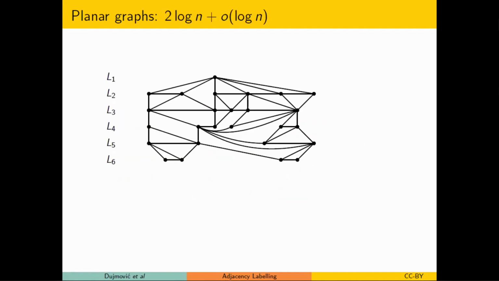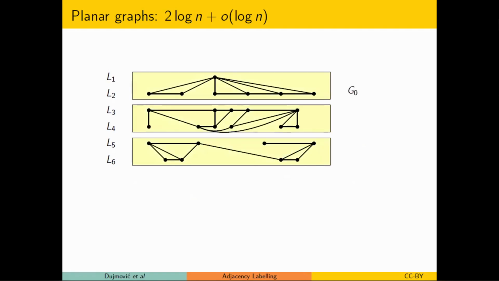Okay, so I want to talk about this 2 log n solution. I'll give you the easy solution, and then I'll give you the harder solution for some reason. So you have a planar graph, and you would like to do this adjacency labeling with labels of length 2 log n. What you know is that if you have a bounded tree width graph, then you can do adjacency labeling with labels of length log n.